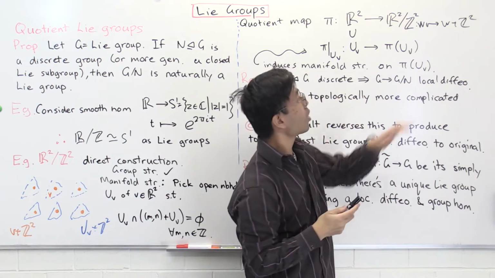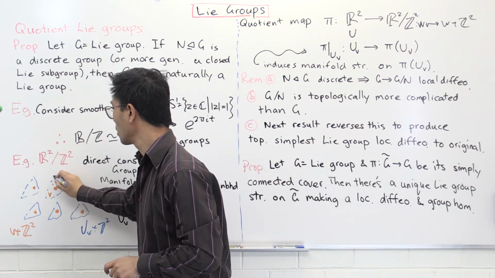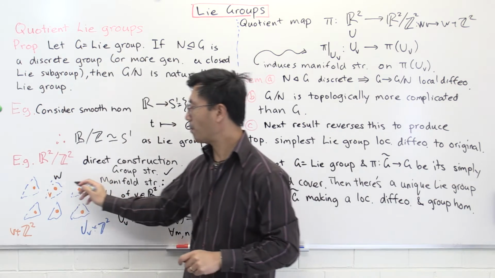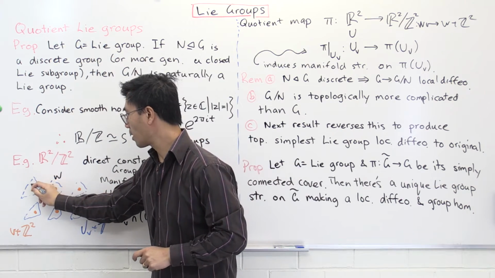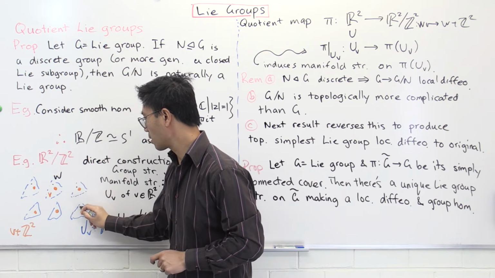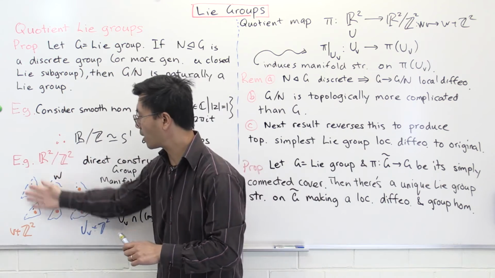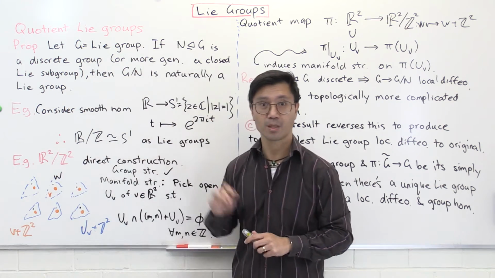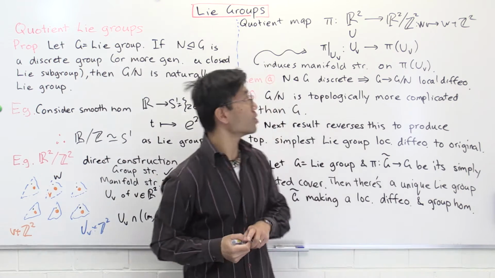Okay, so it sends it to the coset. Let's pick a W inside here. The coset would be, well, you look at all the translates. So it'll be like this, this, this, this, and this. So it'll be that coset of black dots. That's the image of W inside the quotient space.